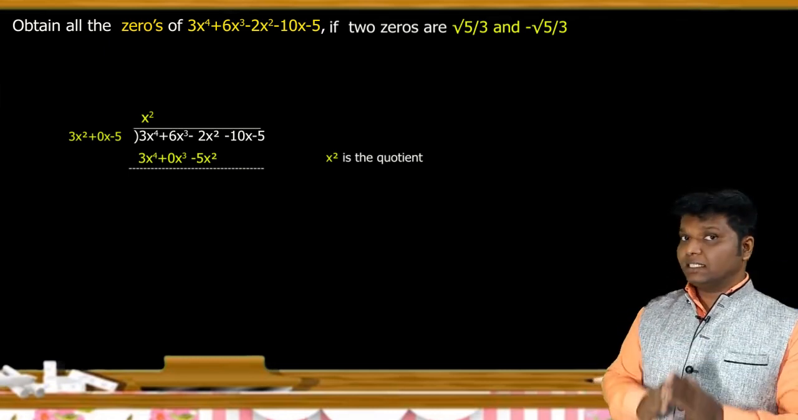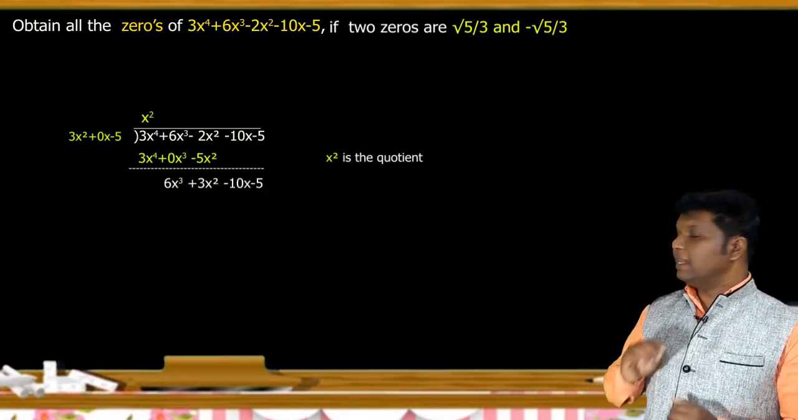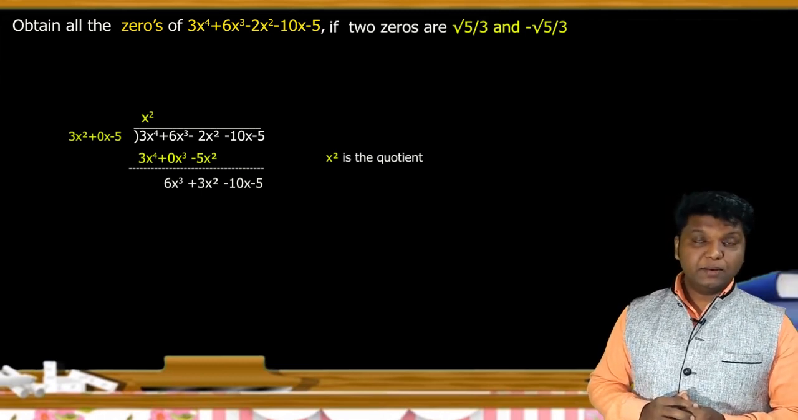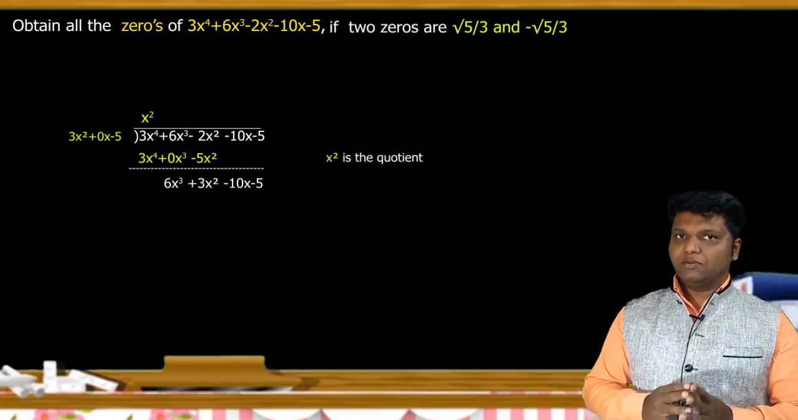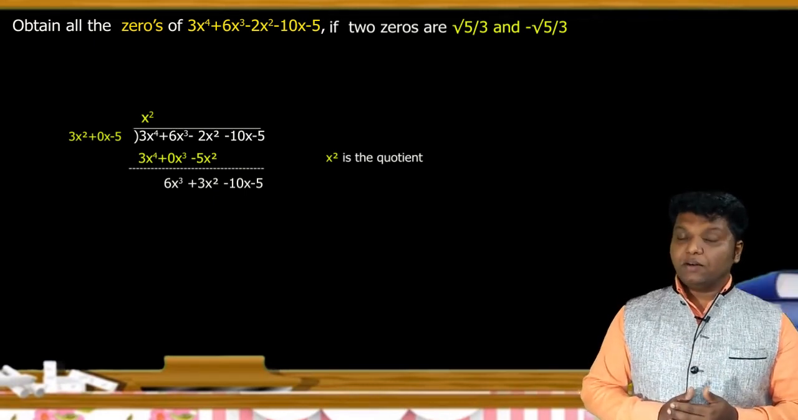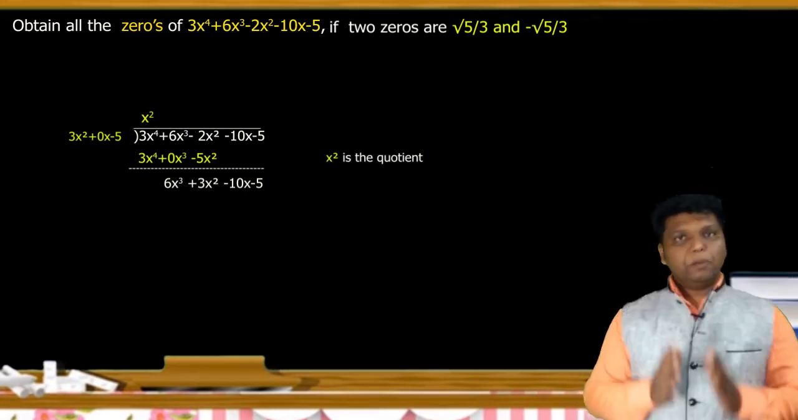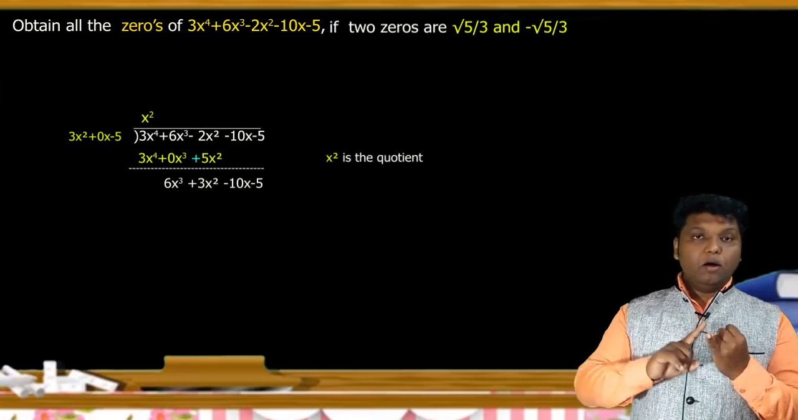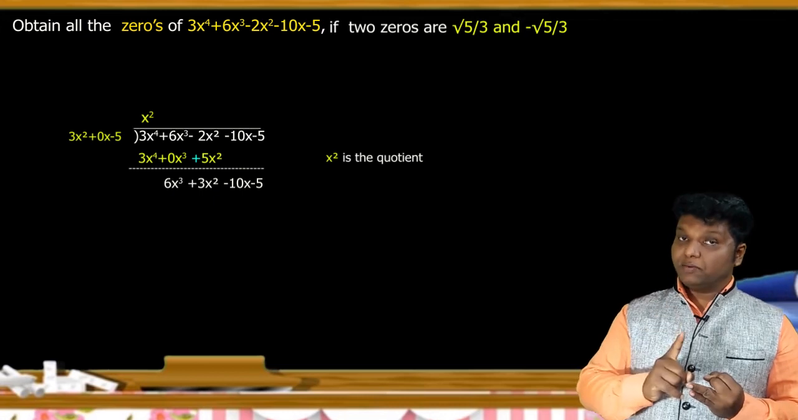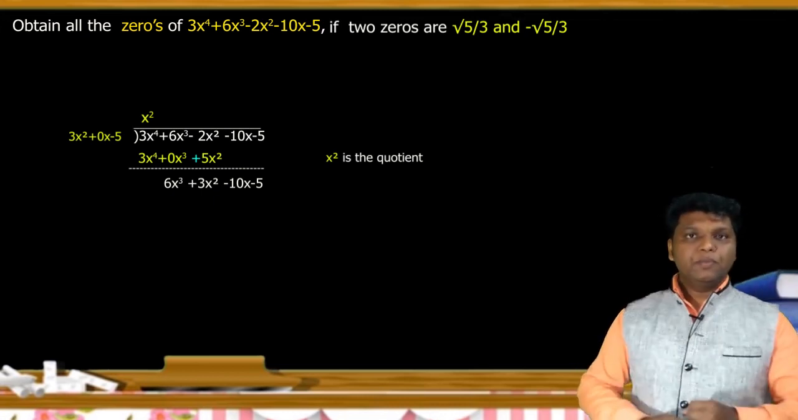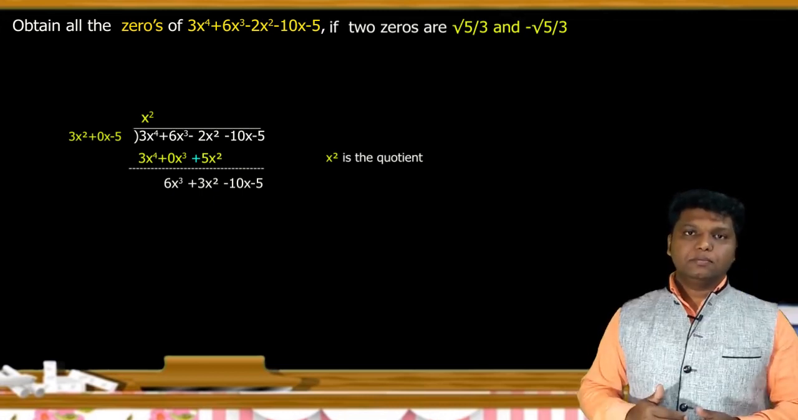Next term, see the next term: minus 2x square minus 5x square. I told you how to subtract that one. You have to change the sign of the second term. Here what is the second term? It is minus 5. When you change the sign of minus 5, it becomes plus 5. Now what are the numbers? On the top it is minus 2. On the bottom it is plus 5, not minus 5. It is plus 5 right now. So minus 2 plus 5.